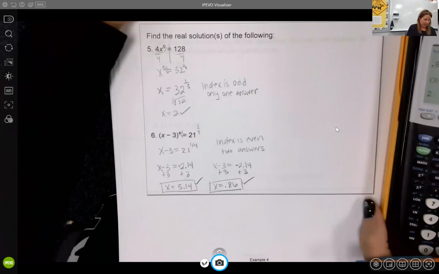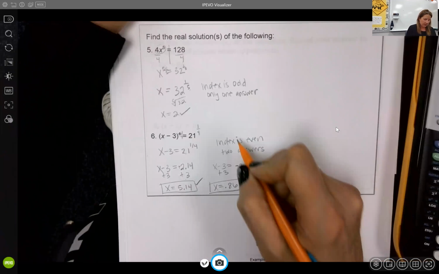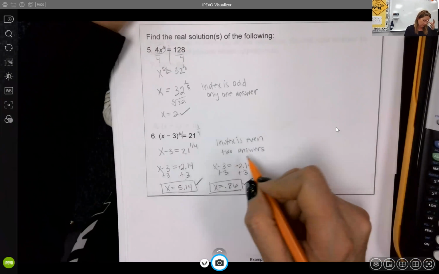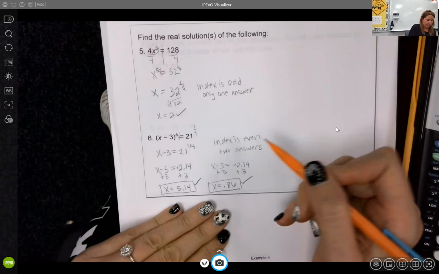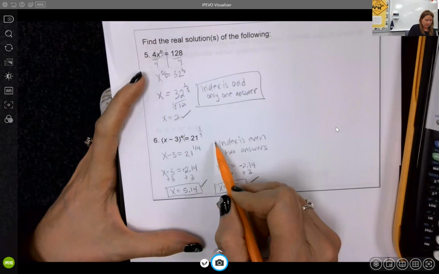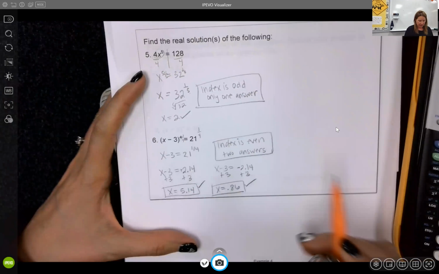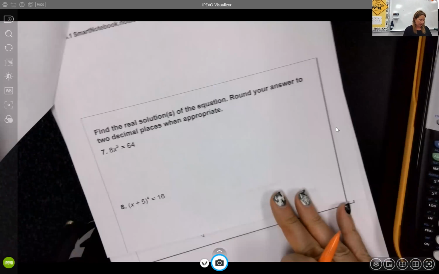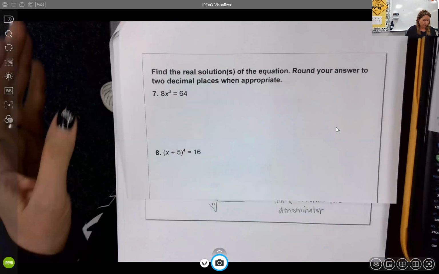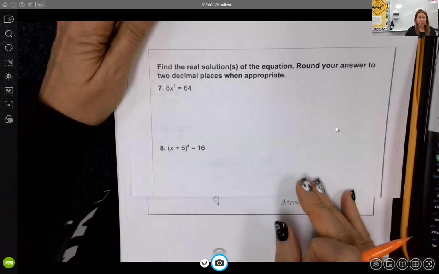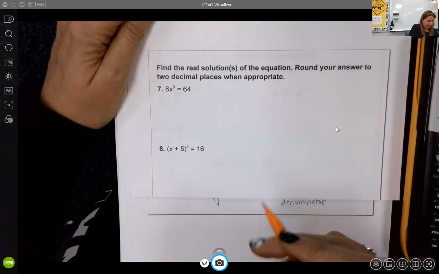So I had 2 answers. If the index is even, you have 2 answers. If the index is odd, you only have 1 answer. Okay, this is going to be really important, especially towards the end of your assignment as you're doing those problems. Okay, so I have 2 more examples of solving that you can pause the video for and make sure you're getting it, and then come back and see if you did it right.